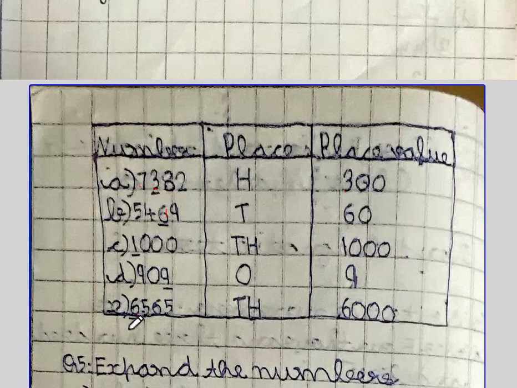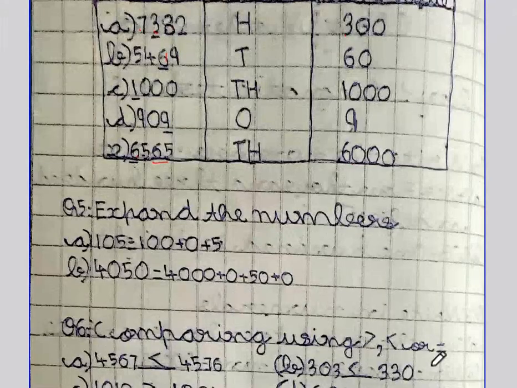So for the last question, 6565. The 6 in the thousands place is underlined. So the answer is 6000. If the 6 in this place is underlined, then the answer will be 60 because it is in the tens place. Moving on to the next question, expand the numbers.